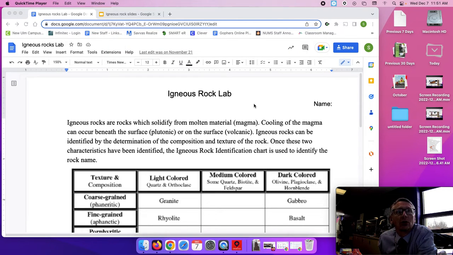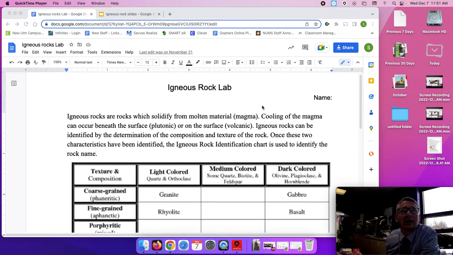Cooling of the magma can occur beneath the surface, plutonic, which you don't need to know, or on the surface, volcanic, which you don't need to know. Igneous rocks can be identified by determining the composition and texture of the rocks. Once these two characteristics have been identified, the igneous rock identification chart is used to identify the rock name.